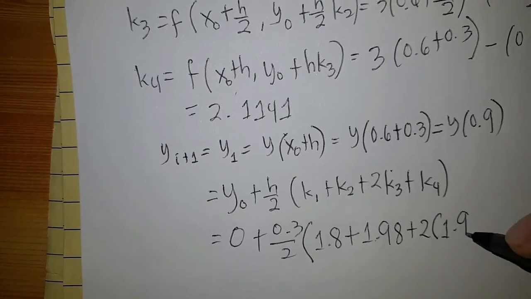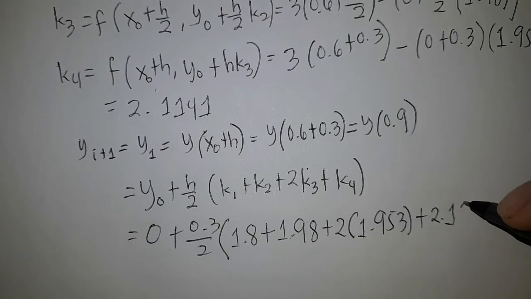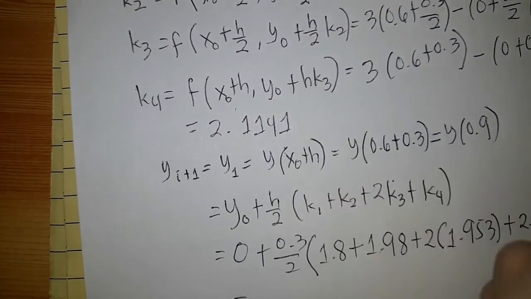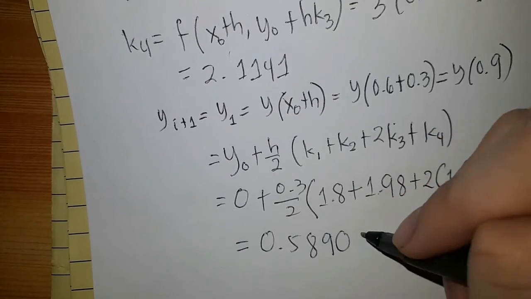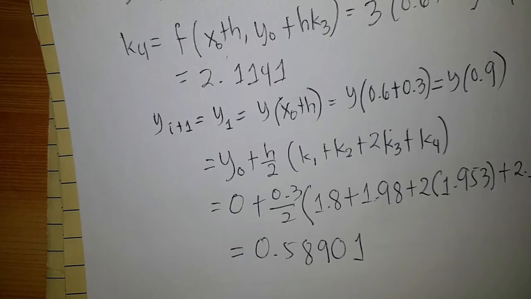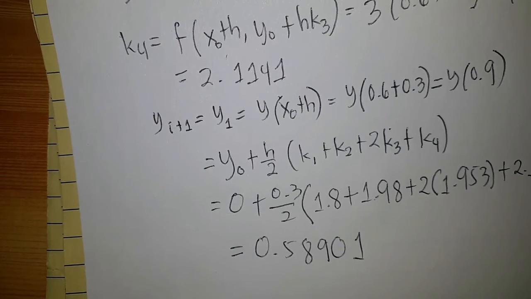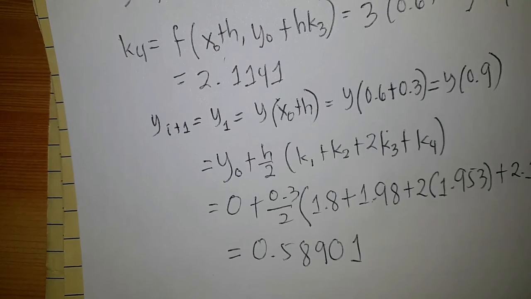is 1.953, and K4 is 2.1141. So this one is equal to 0.58901. So based on the choices given on this question, the answer is letter B, which is equal to 0.58901. That's all for question 3.